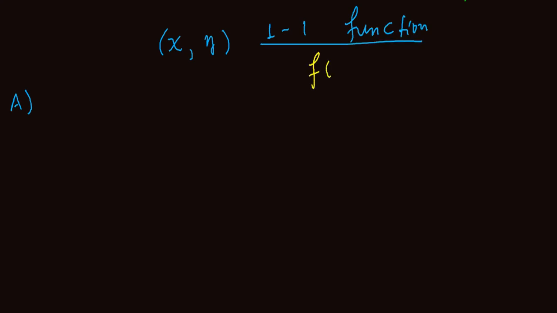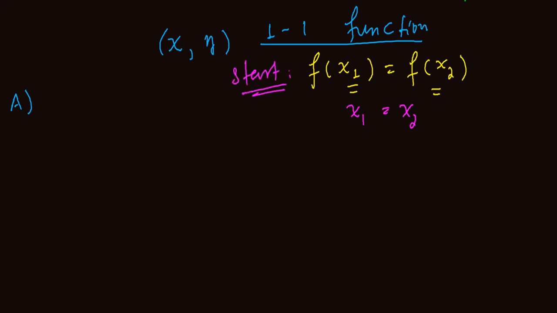ኦኬ ዋን ቱ ዋን ፈንክሽን ማለት you have to start by taking two elements x1 and x2 from the domain, then you have to set up f of x1 is equals to f of x2 and then you have to show that x1 is equal to x2 ከዚህ እንጀምራለን። ኦኬ we start from by taking the functional value of two different values are the same, then we have to show that the two are equal. So this is an implication. ይሄኛው የመጀመሪያውን true ብለን ወስደን ሁለተኛውንም true ካመጣን then true implies true will be true.